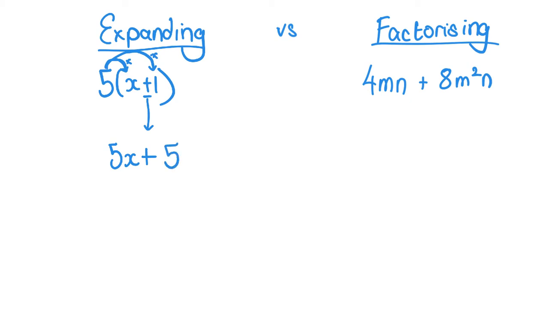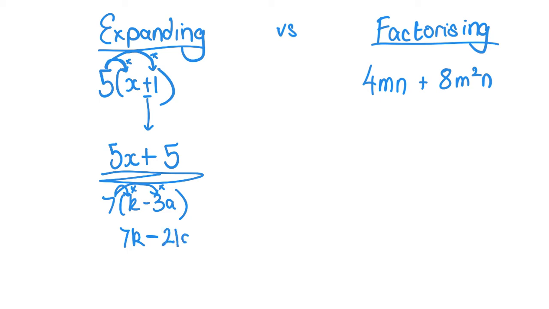Let's see if I can give you a trickier one. Let's try this. You can pause and give this a try and see what you get. All right, welcome back. So we're going to times this here. 7 times k, which is 7k, transfer the sign, and then 7 times 3a. 7 times 3 is 21, and a. Done. It's expanded. That's the easy one.